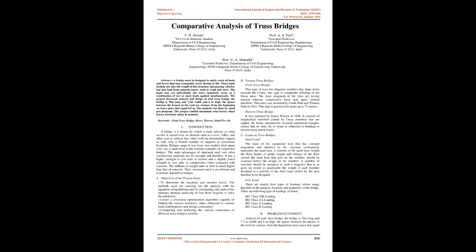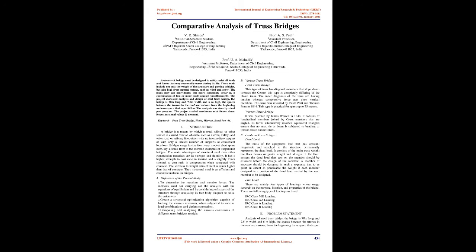The bridge is 70 m long, 7.5 m wide and 6 m high. The spaces between the trusses in the roof are various. From the beginning we leave space that equals 0.5 m. The analysis was done by STAAD program. The project studied maximum axial forces, shear forces, torsional values, and moment. Keywords: Pratt truss bridge, Howe, Warren, STAAD Pro V8i.